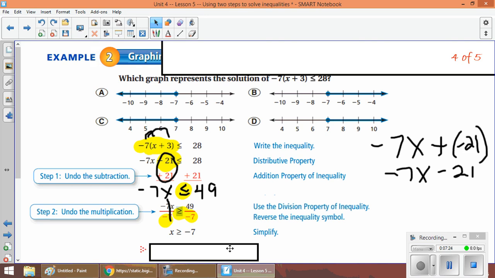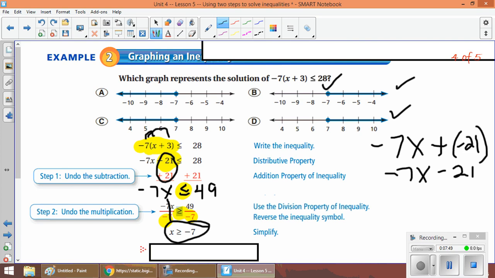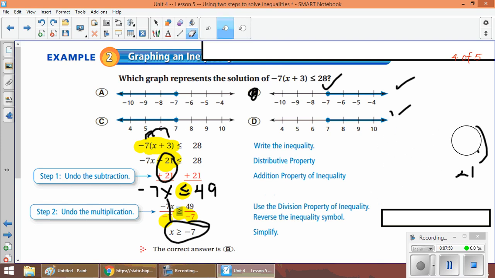Oops, I don't want to do that. So I want to look for a closed circle. So if I look at all 4 graphs, they're all closed. And then x is greater than or equal to. So I want to look for a line that goes to the right. So these two go to the right, but my circle needs to be over -7, which is this one. So my correct answer is letter B. So you guys can just copy that number line into your notebooks, or on your outline, sorry.